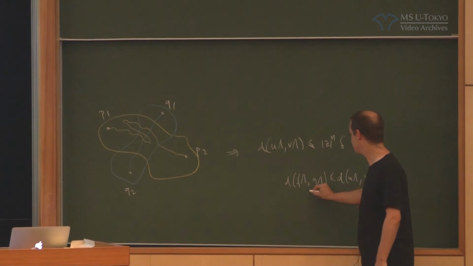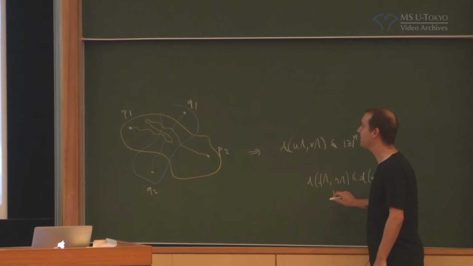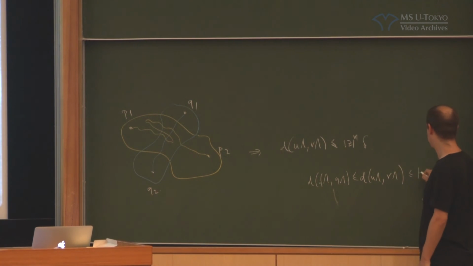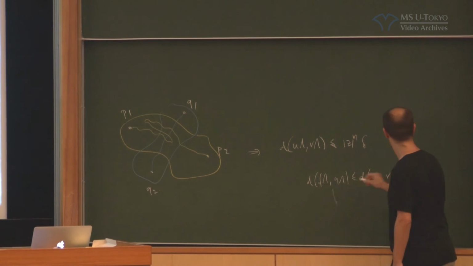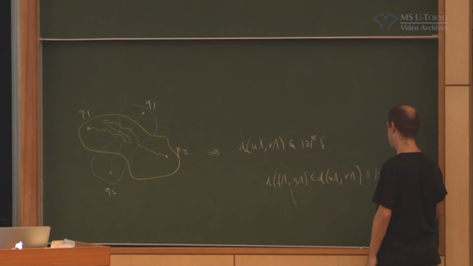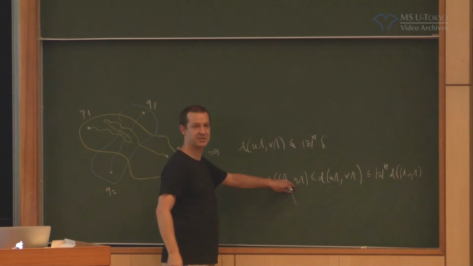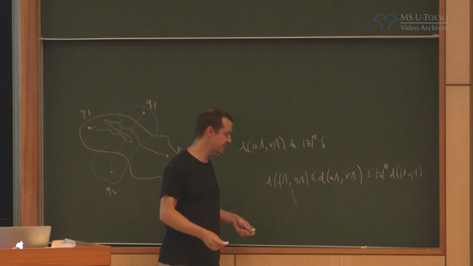On the other hand, on the first hand, this was supposed to be equal to delta. And then on the other hand, this is less than or equal to z to the n, whatever this distance was. So it then follows that this distance is 0. Okay? So this is the point.